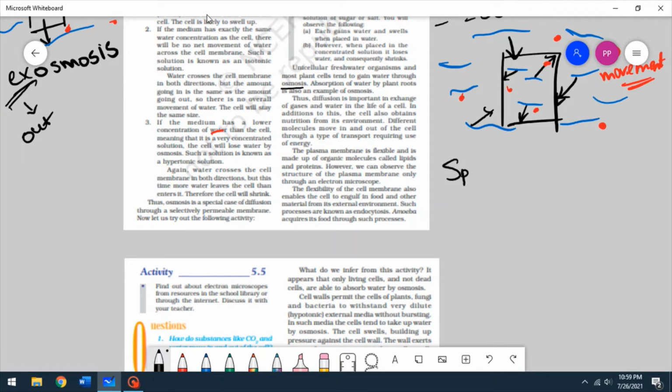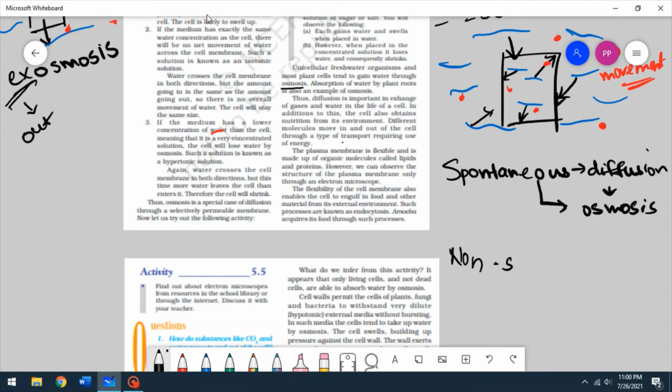So we studied diffusion as the spontaneous movement, right? Spontaneous movement is diffusion, and osmosis is a part of diffusion. So osmosis is also a spontaneous movement. That means spontaneous just means that it doesn't need extra energy to move. The particles or molecules don't need additional energy to move from a region of higher concentration to a region of lower concentration. Now, these types of transport that require the use of energy are known as non-spontaneous reactions.